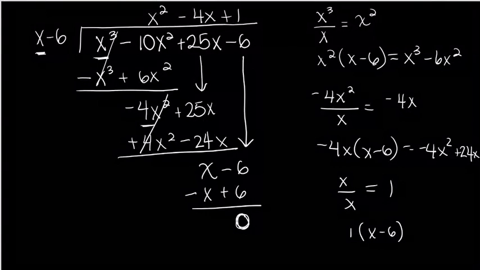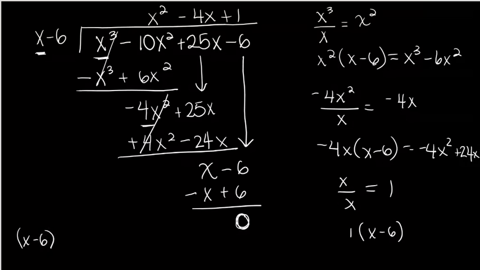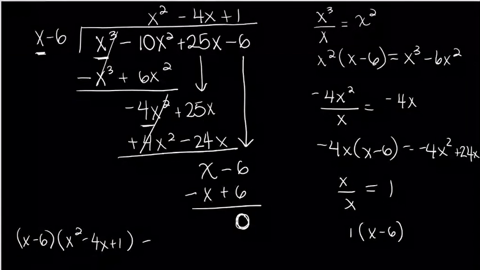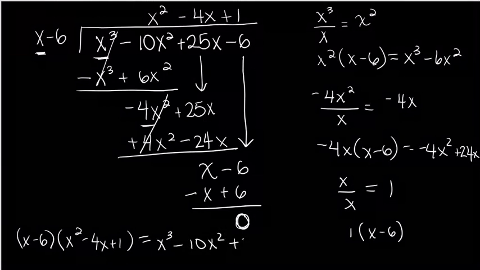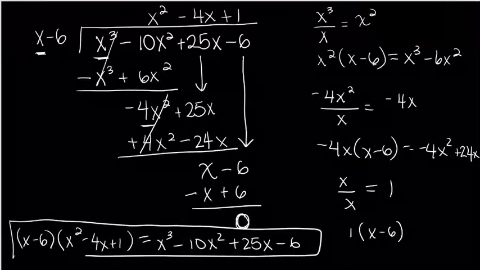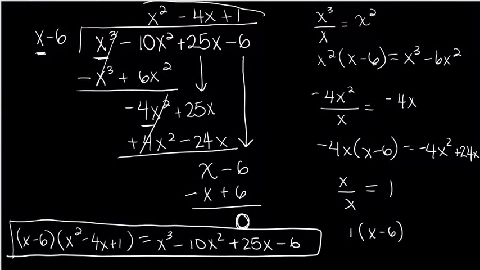Ultimately what we're saying is x minus 6 times x squared minus 4x plus 1 is what's going to give us the x to the third minus 10x squared plus 25x minus 6. And so really this is your answer.